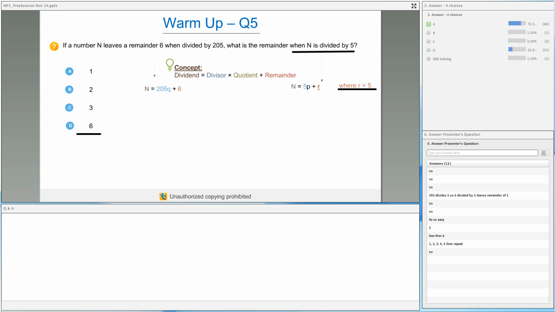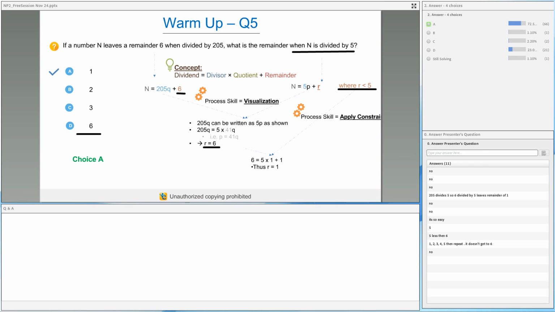You are given n is equal to 205q plus 6. Now as expected, all of you must have understood that 205q is divisible by 5 since it can be written as 5 into 41q. So this was easy. What is left? You are left with 6. So leftover is 6. But now you need to question yourself. Can r be 6? It cannot be because I have a constraint. The constraint is r should be less than 5. So whenever you come across a scenario where the remainder is still more than the divisor, you need to divide it again. So you need to divide 6 again by 5 and see what is the remainder. 6 when divided by 5 gives a remainder of 1. Hence the answer in this case would be option A.